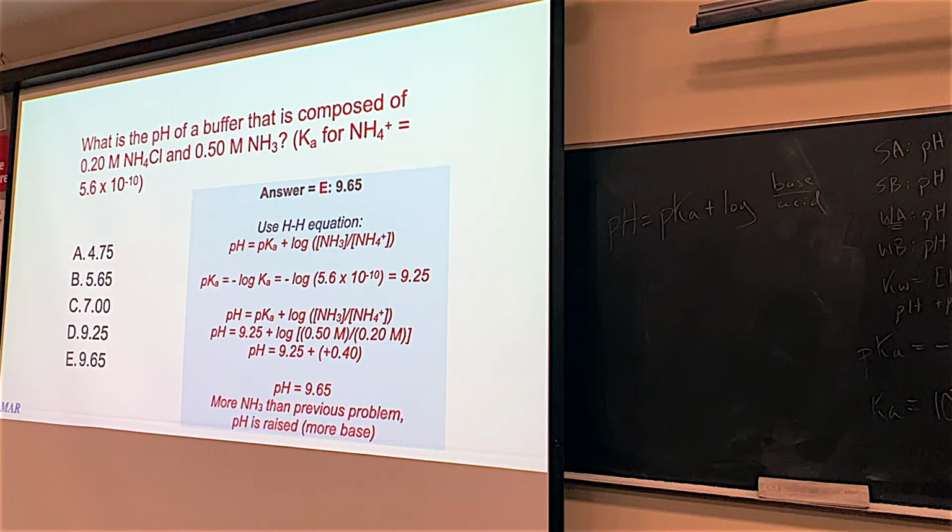So again, you add more base, the pH should become more basic. And that's what happened. It went from 9.25 to a more basic 9.65. If you would have added that much acid, we would have expected the pH to be lower than 9.25. But this is a base, so it should be more basic. Any questions?